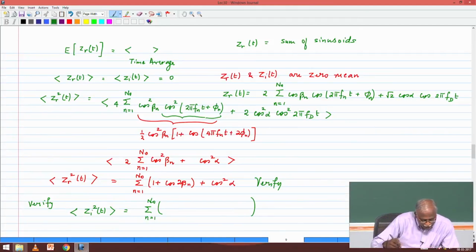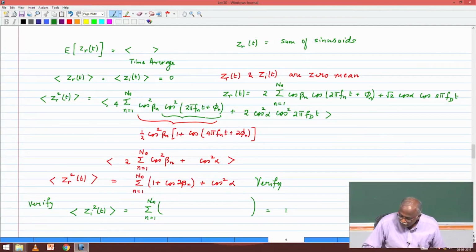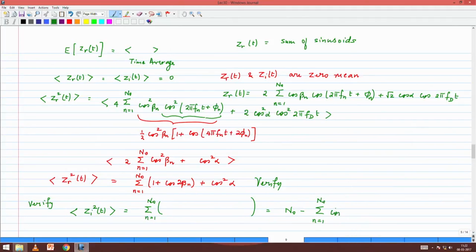Now let me quickly do the next step, or maybe we can write it down here: n naught minus summation n is equal to 1 through n naught cosine 2 beta, basically it will be 1 minus cosine 2 beta n, and then the outside term is sine squared alpha. So basically the difference is equal to n naught plus summation n is equal to 1 through n naught cosine 2 beta n plus cos squared alpha. Okay, that's the first term. Please verify that you get these two terms.